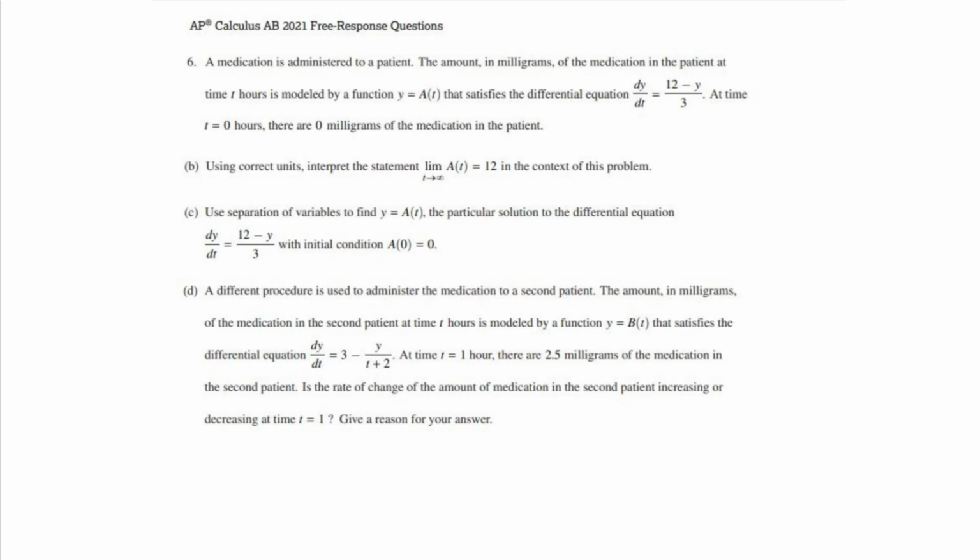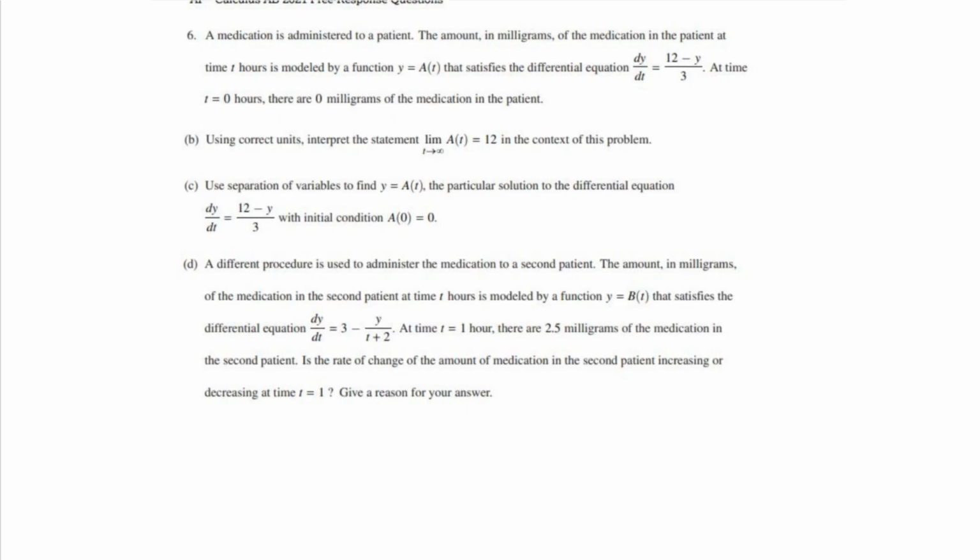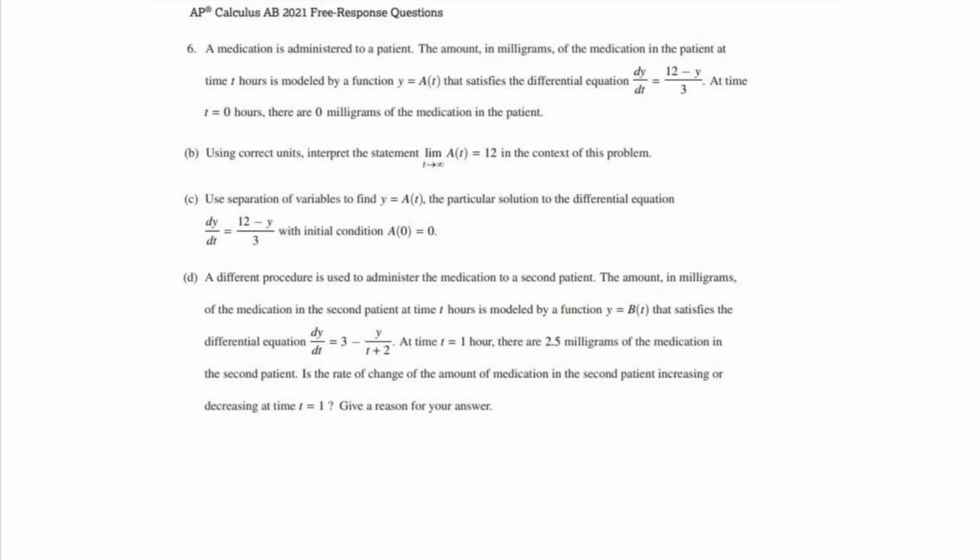At time t equals 0 hours, there are 0 milligrams of the medication in the patient, and then we're asked B, C, and D. I've skipped A because we're actually going to cover that in the next part of this video. So B says, using correct units, interpret the statement of limit as t approaches infinity of A of t equals 12. So that would just be as t approaches infinity, so as time goes on forever, our y value is going to approach 12.